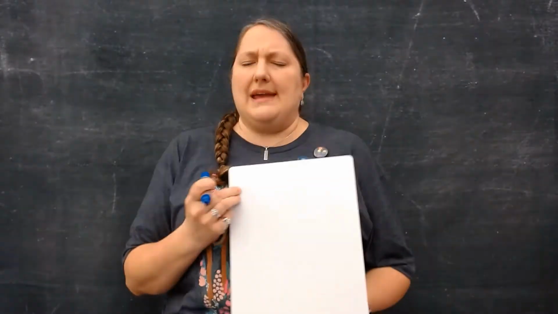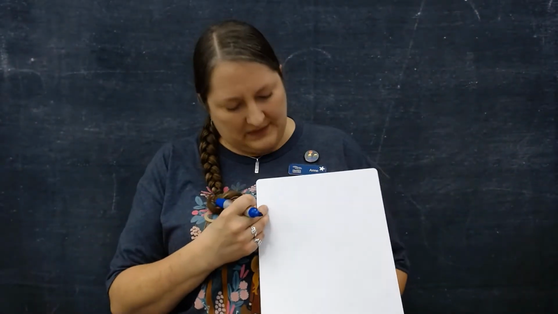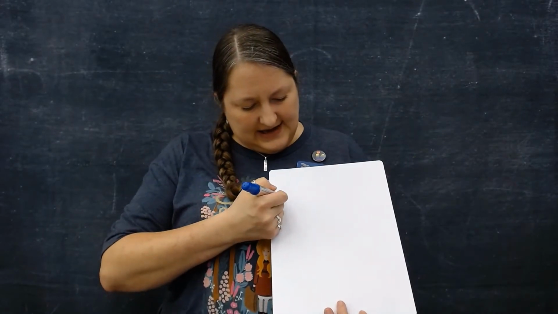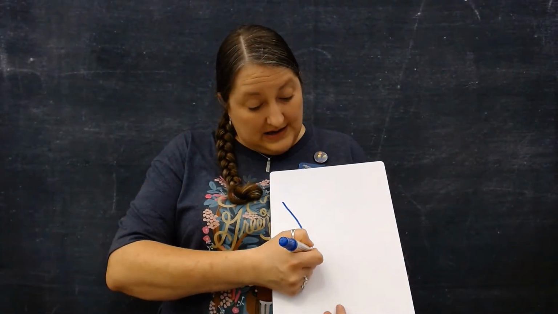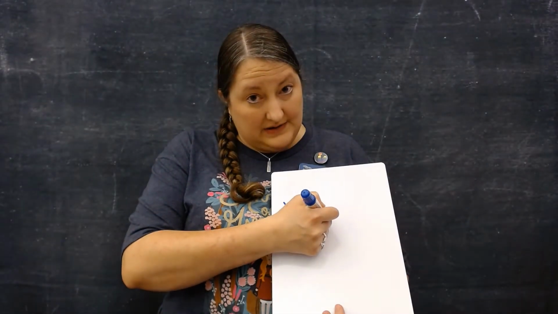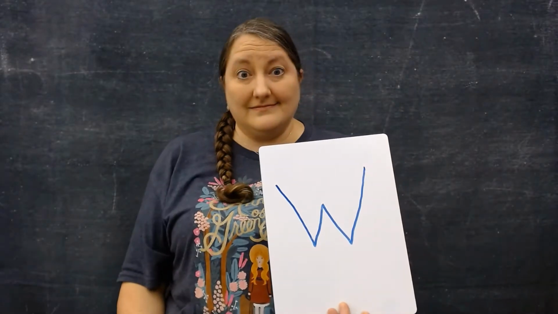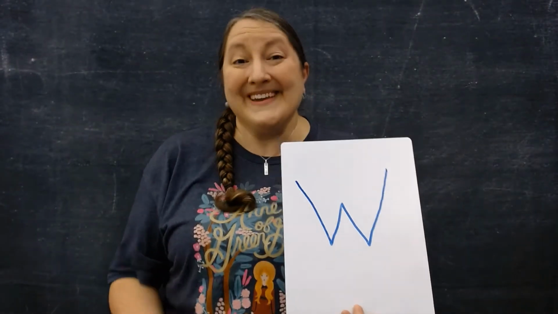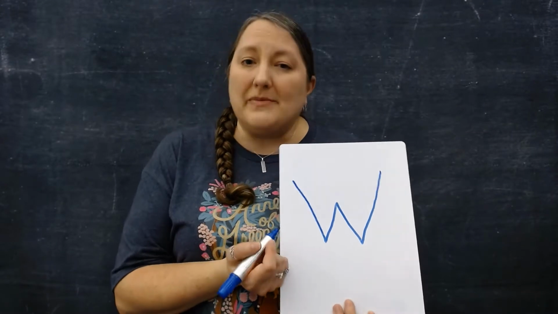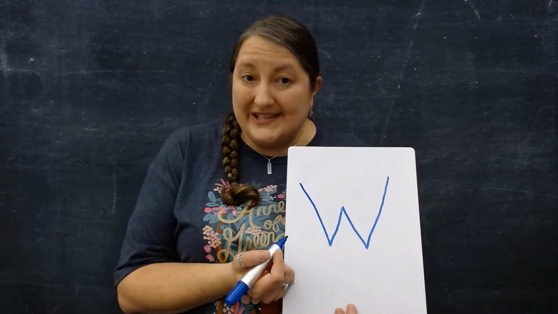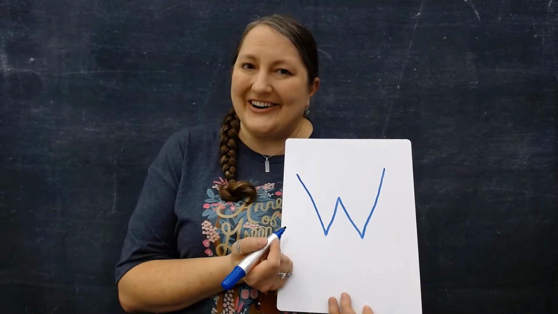Friends, let's find out what letter we're talking about today. Ready? Letters, letters, letters have names. What is the name of this letter? Friends, if I slant right and then slant up and then slant right again and slant up again, what do I have? W, W, W, W, W. W is the name of this letter.